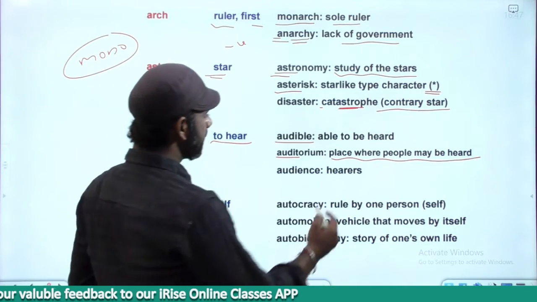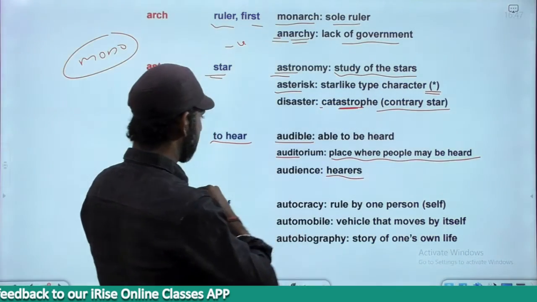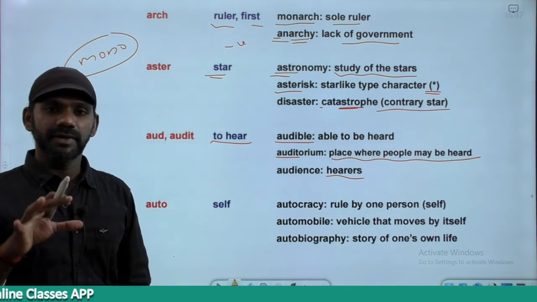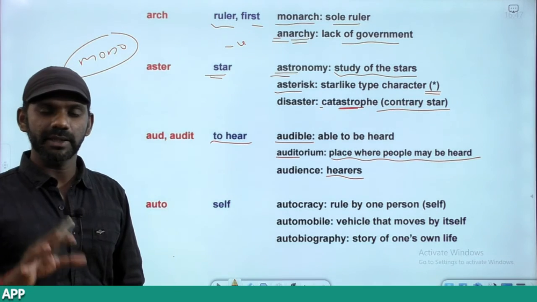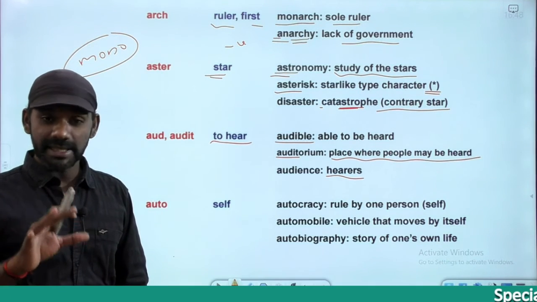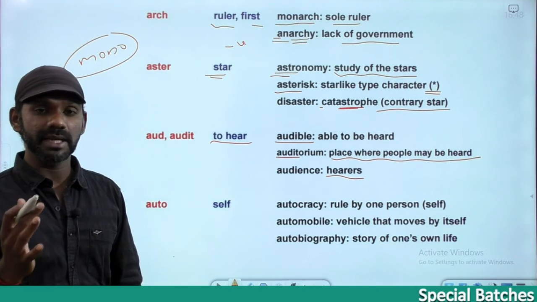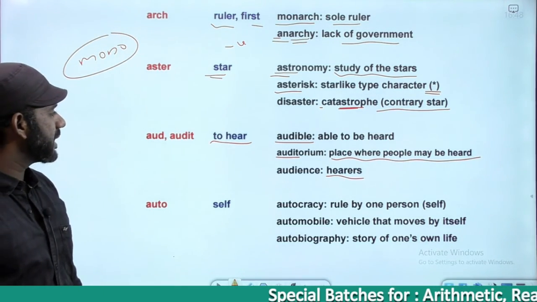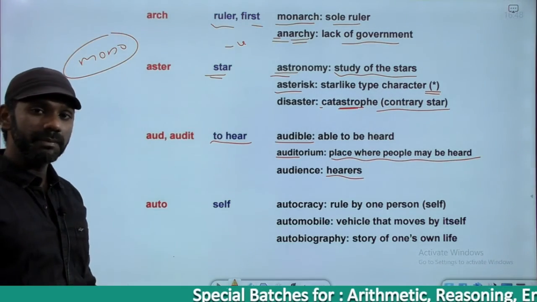Audience is hearers or listeners. They can be hearers as well as listeners, right? We are the audience means we are listening to what is happening. We are concerned about what is happening, or we are just hearing what is happening. So AUD, AUDIT, these two mean to hear.